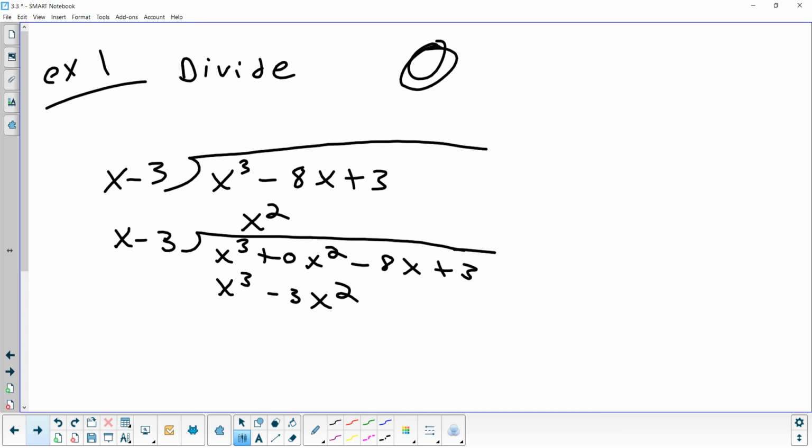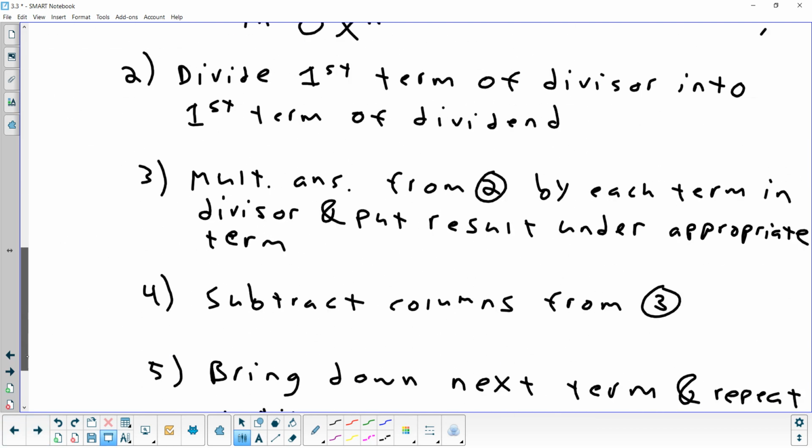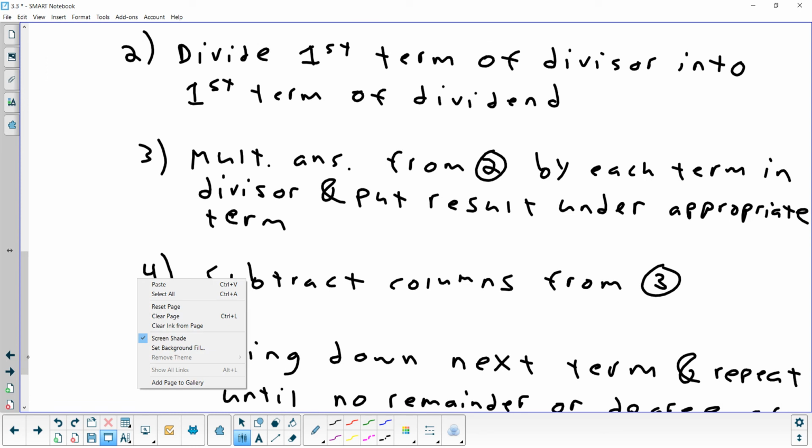What was it? I'm at a loss. So I think this is step 4 in the steps. Did you write down the steps? I was trying to. I only got into like the second one. Anyone remember what's step 4? Yep. Subtract the columns. All right. So step 4, subtract the columns.